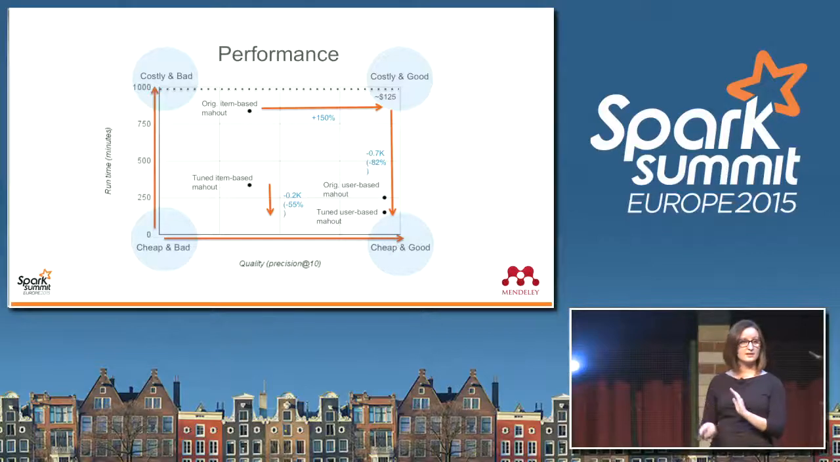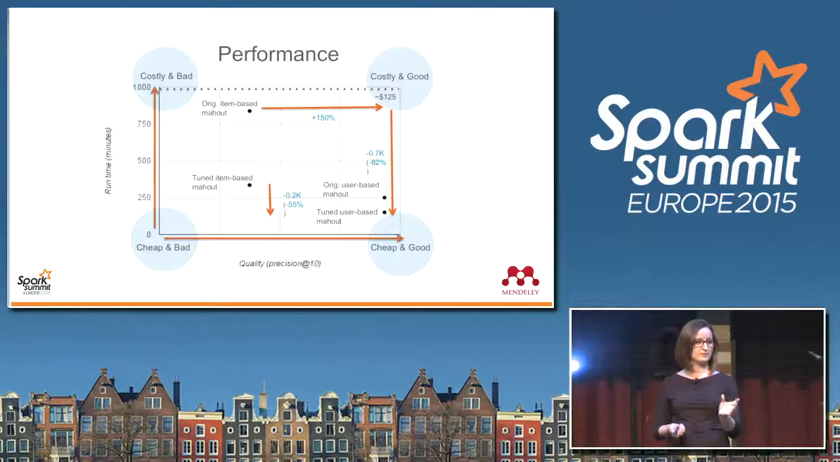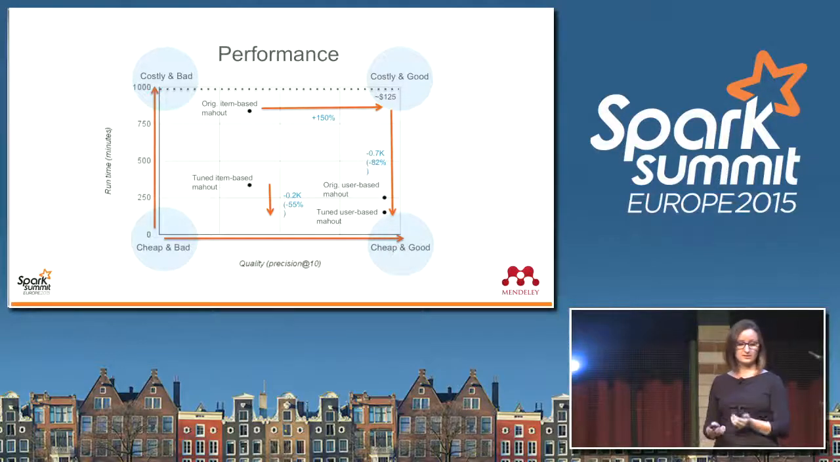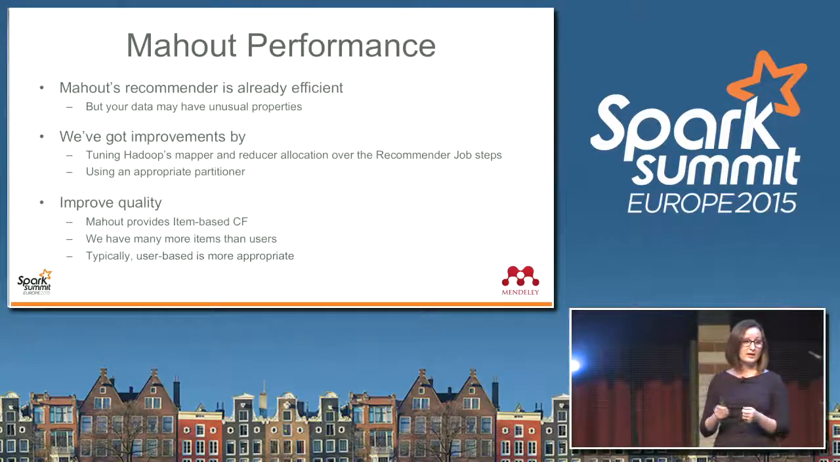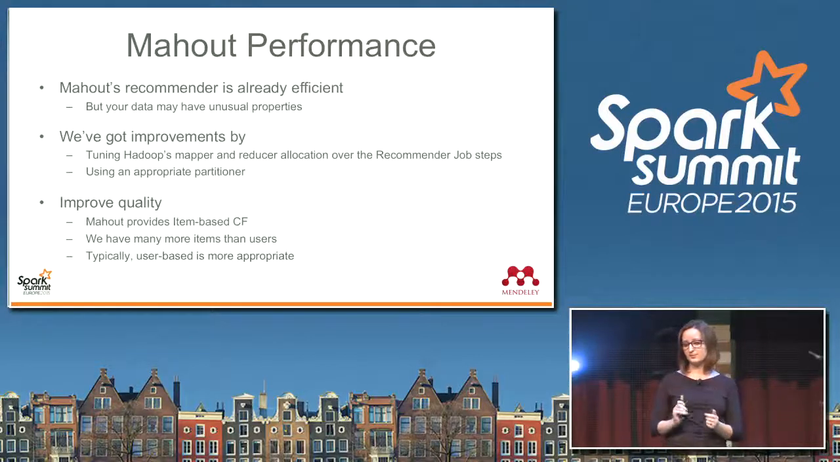Item-based collaborative filtering still has its use cases, and some of our recommenders still use that. So we're very much interested in having scalable solutions for both of them. But just keep in mind, depending on your data, some solutions might be better than others. What we learned is that Mahout out of the box is quite optimized and already quite efficient, but depending on your data, by tuning, you can get quite a bit of improvement, and then by understanding your data and using the right type of algorithm, you can get even further improvement.